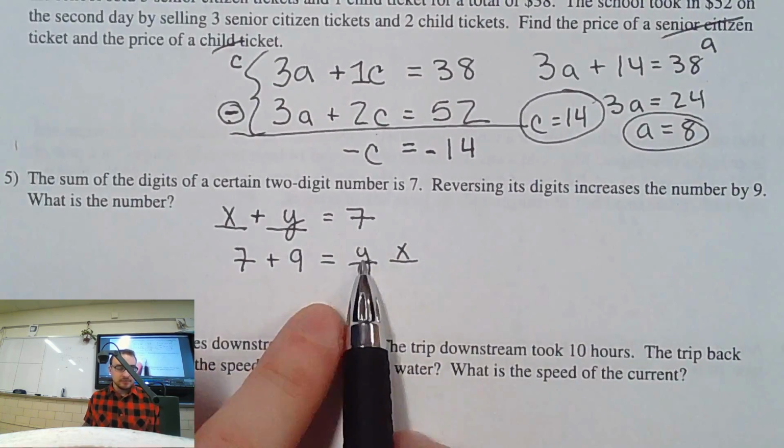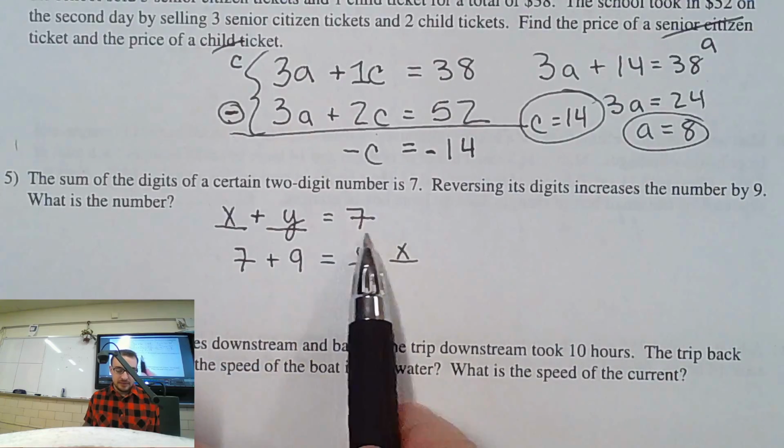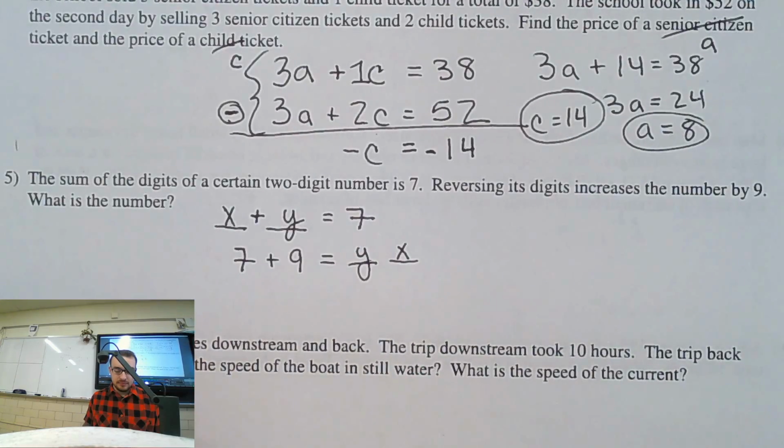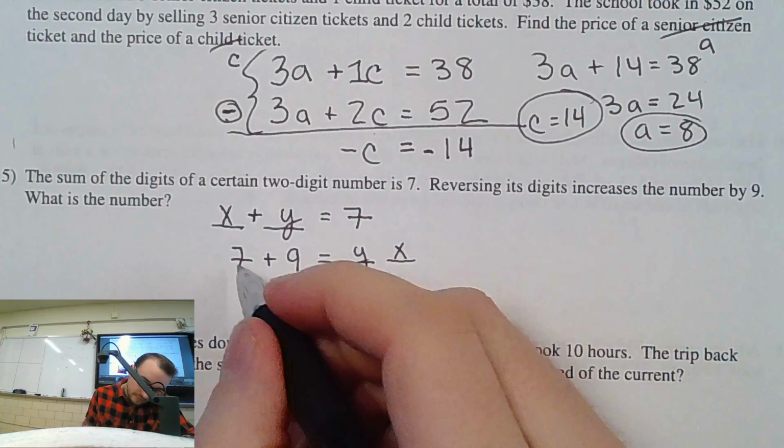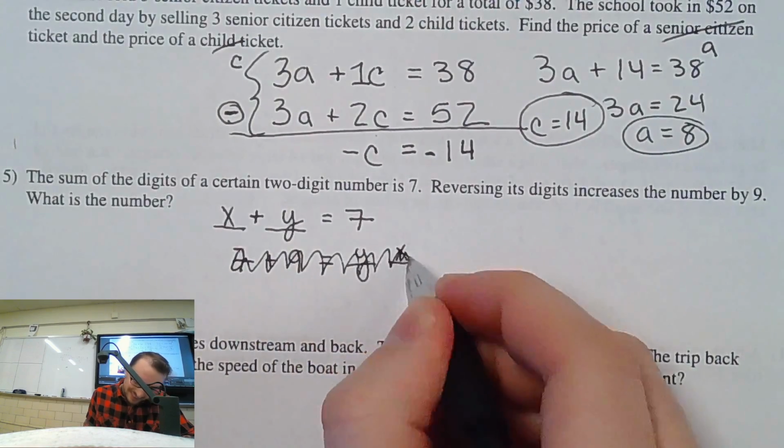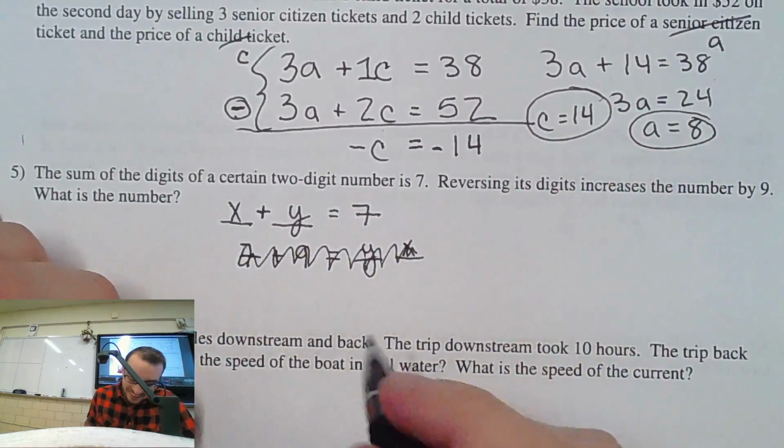Reversing its digits increases this number by 9. Oh, did I read that incorrectly? The sum of the digits of a certain number is 7. Oh, I did. That was pretty funny. All right.